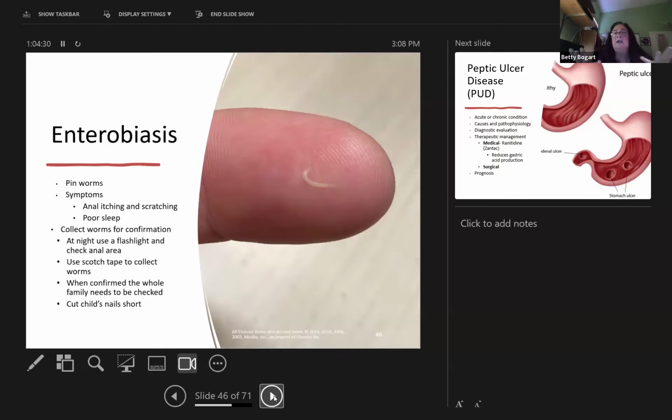So you need to collect the worms to show the doctor. How do we do that? Well, we take a flashlight and a piece of scotch tape. We go in at night. We open up the buttocks, see the anus, put the scotch tape on it, pull it up, and hopefully we get a little worm. They're tiny, tiny, tiny. Usually, if a child in the house has it, the whole family should be checked for these pinworms. Enterobiasis is pinworms.